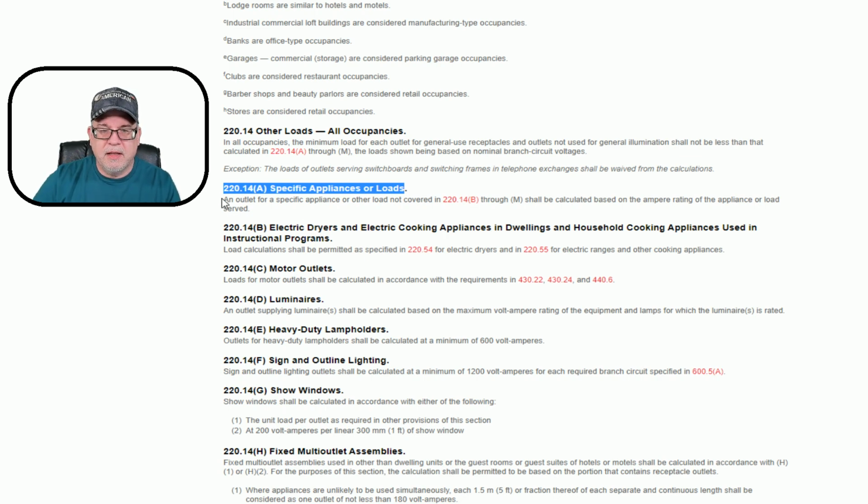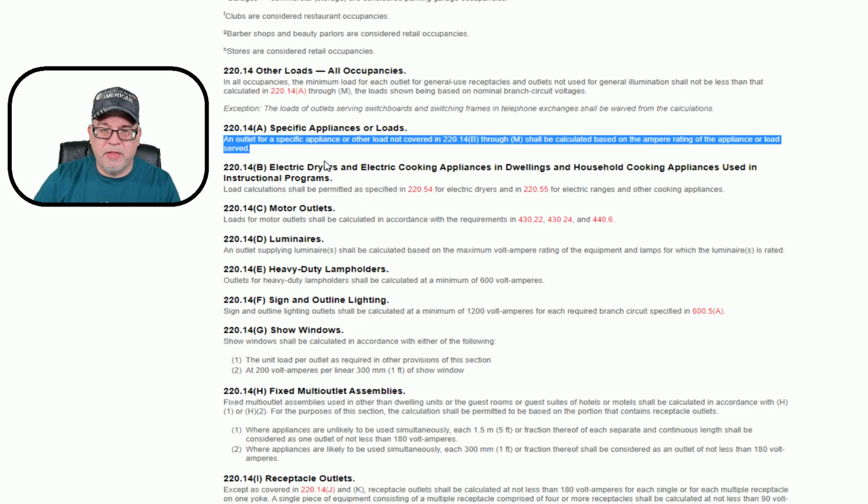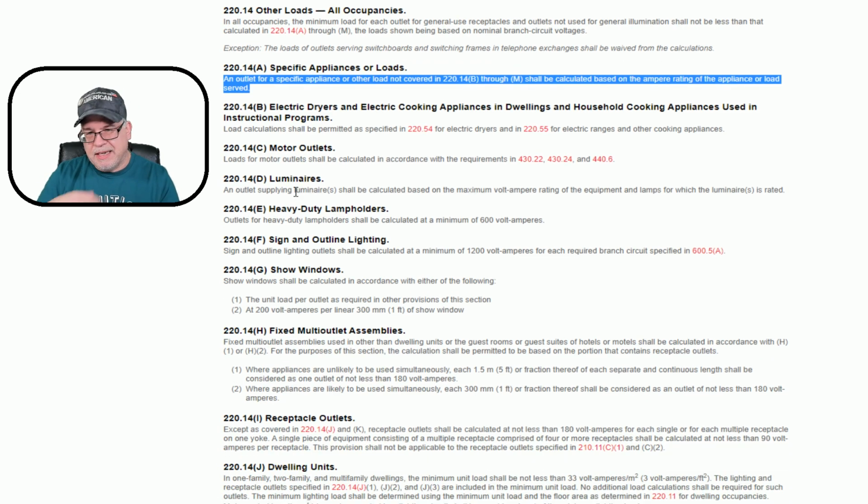It says an outlet for specific appliances or other loads not covered in 220.14(B) through (M) shall be calculated based on the ampere rating of the appliance or load served. Well, there's our load served. And of course, this one, (B), starts getting into dwelling applications. It doesn't work for us. So we've got to come up with the values. We need to know what we're working with. So that's where 220.14(A) gives us that direction.